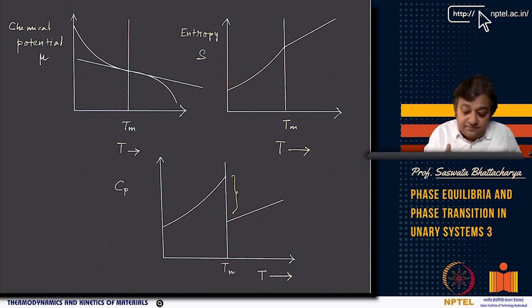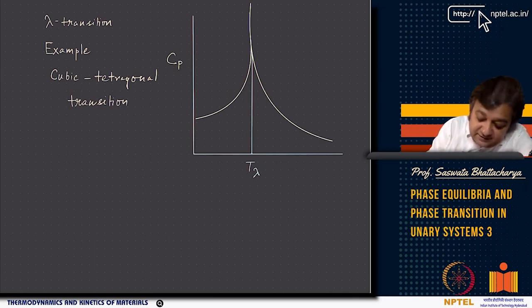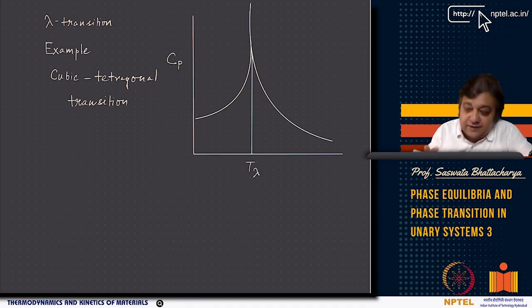So there is yet another transition. Ehrenfest first basically classified it. It's called a lambda transition. In a lambda transition, for example, you have a cubic crystal, a crystal with cubic symmetry. It undergoes symmetry breaking and becomes a tetragonal crystal. That is, the crystalline symmetry has broken from cubic to tetragonal.